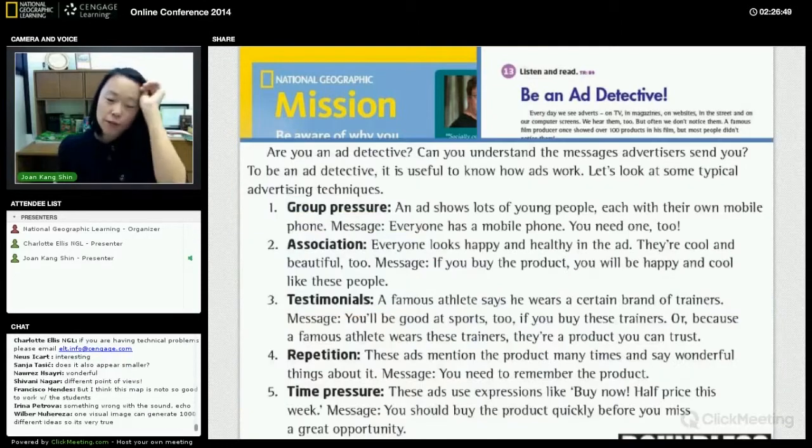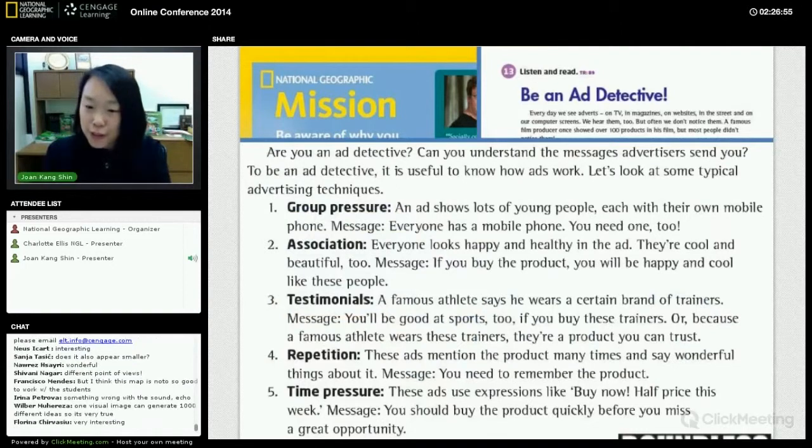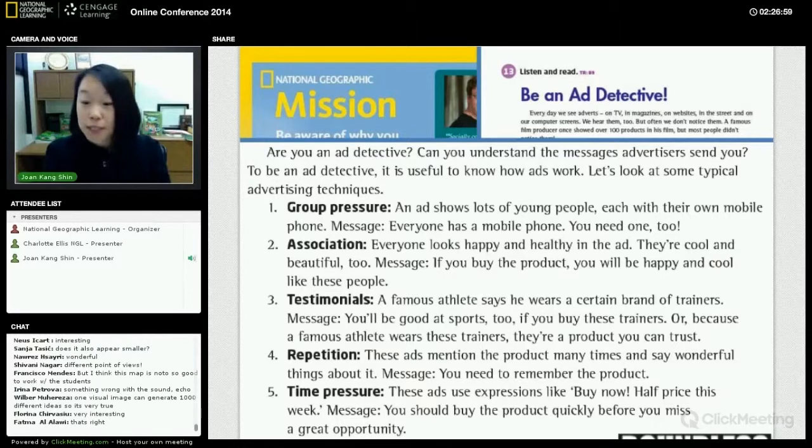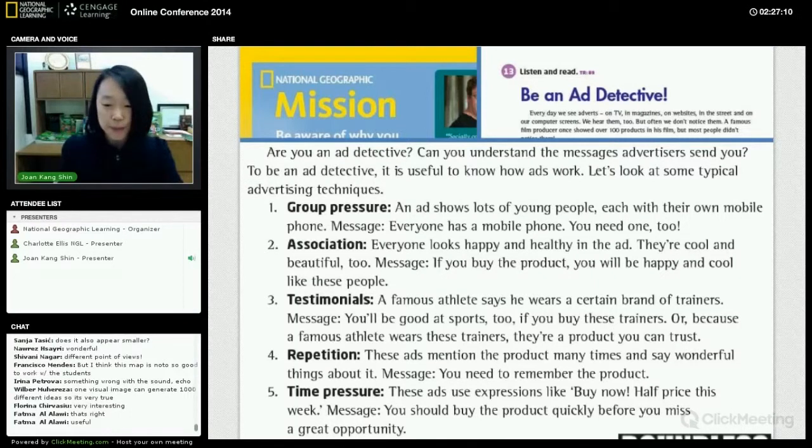So if you take a look here real quickly, the text says, okay, let's look at some advertising techniques like group pressure. An ad shows a lot of young people, each with their own mobile phone. Message: everyone has a mobile phone. You need one too. Or association. Everyone looks happy and healthy in the ad. They're cool and beautiful too. Message: if you buy the product, you will be happy and cool like these people.